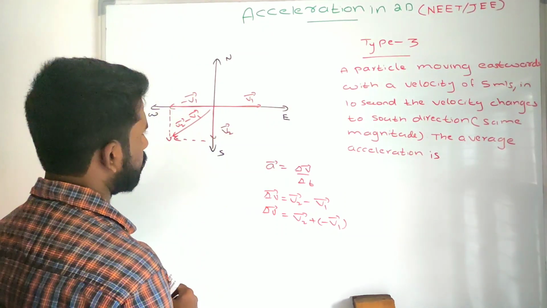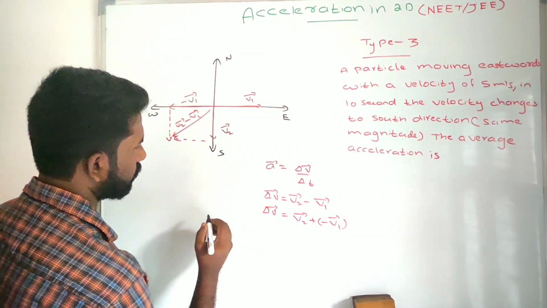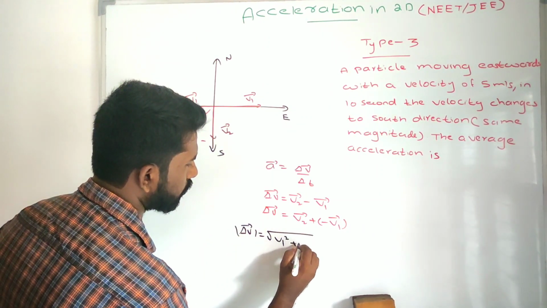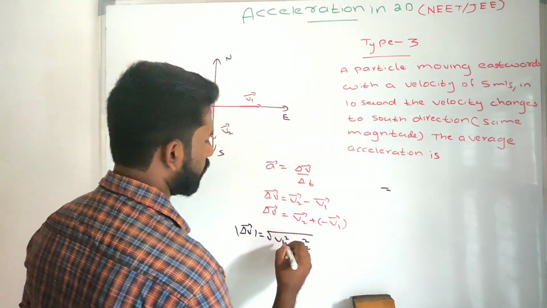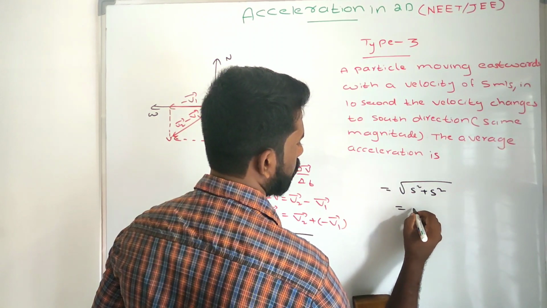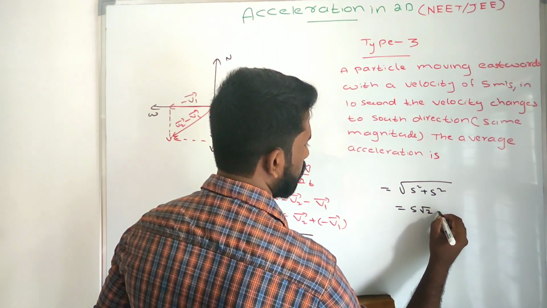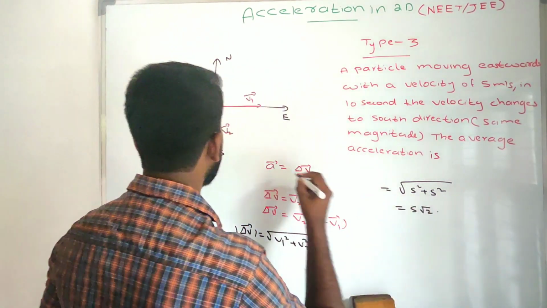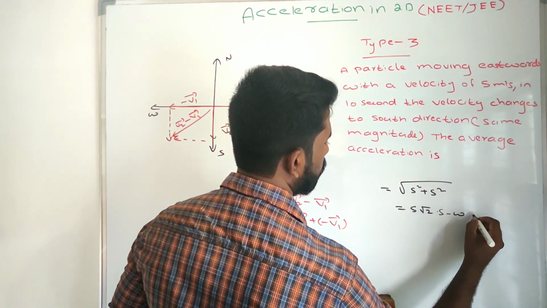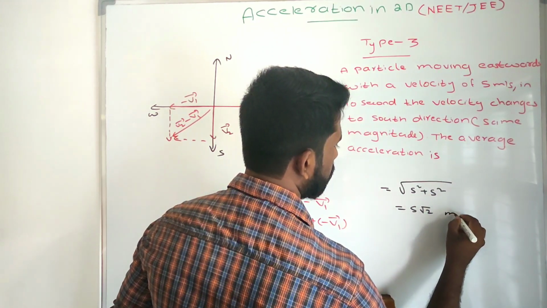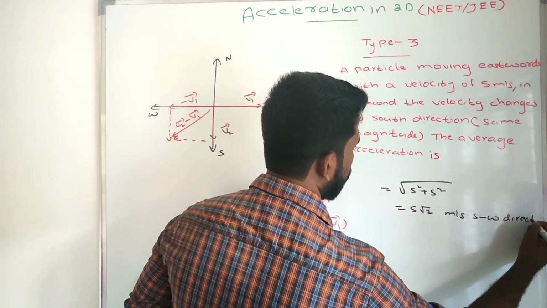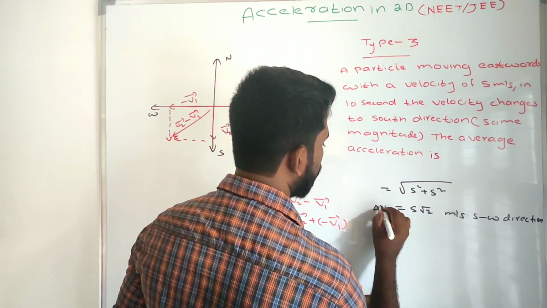That is the resultant. So from this, delta V magnitude is equal to the square root of V1 square plus V2 square. V1 is 5 square and V2 is also 5 square, so you will get 5 root 2. In which direction? The direction is southwest. So 5 root 2 meter per second in the southwest direction. That is the change in velocity magnitude.